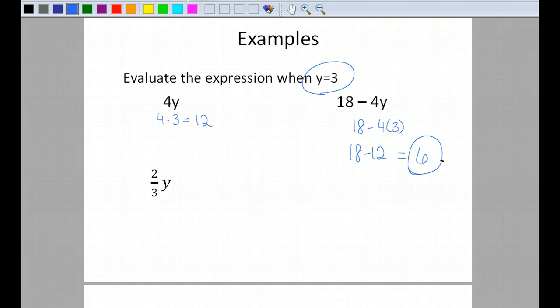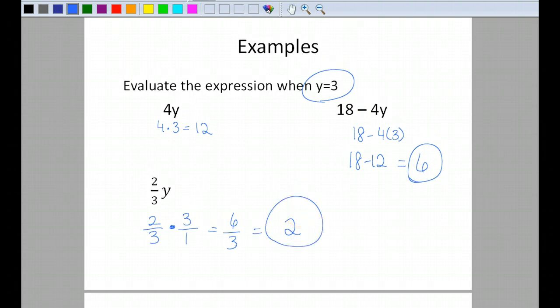Last one, 2/3 times y. So now I have 2/3. Y is 3, so I'm going to multiply 2/3 times 3. And just to make this look a little prettier, I'm going to put this 3 over 1, because 3 divided by 1 is still 3. Now when I multiply numerator times numerator, 2 times 3 is 6. Denominator times denominator, 3 times 1 is 3. 6 divided by 3, I always have to simplify, so my solution is 2.